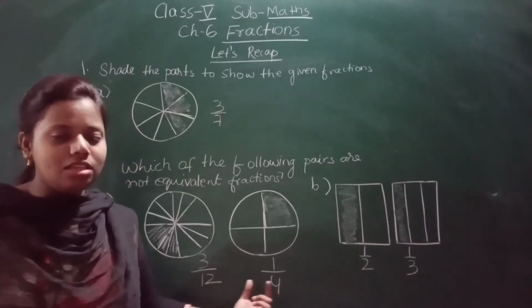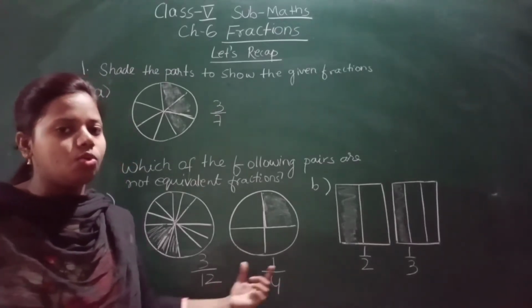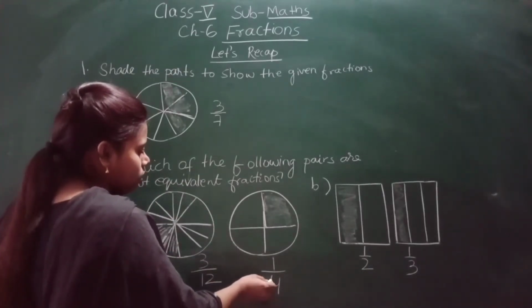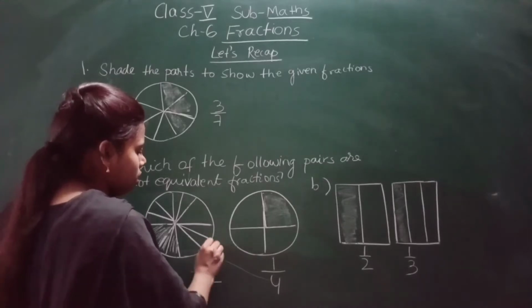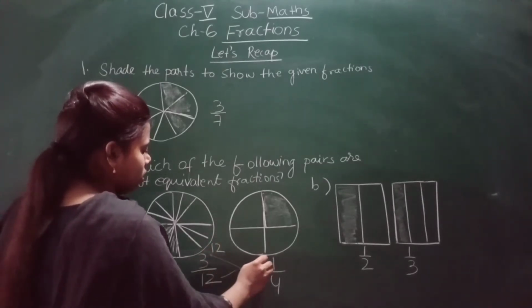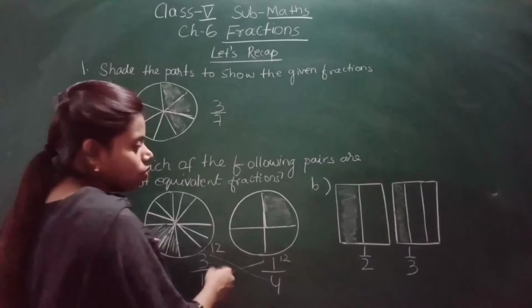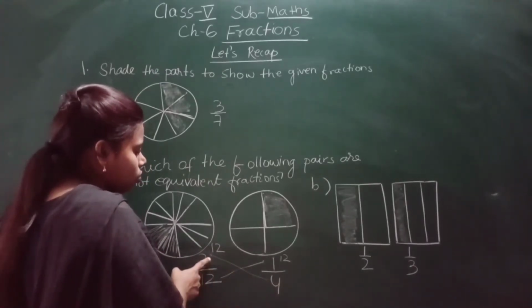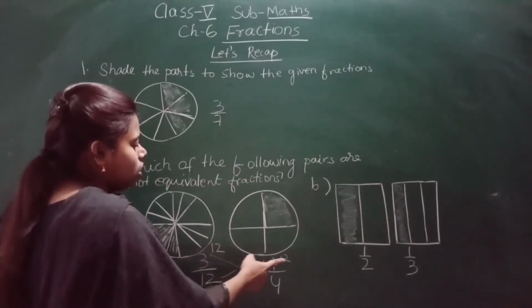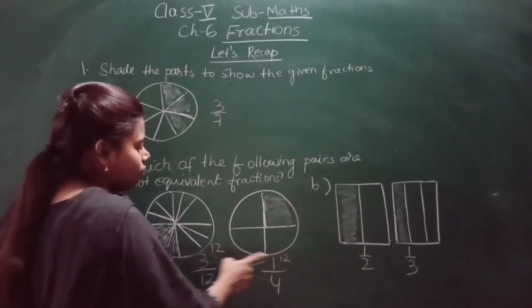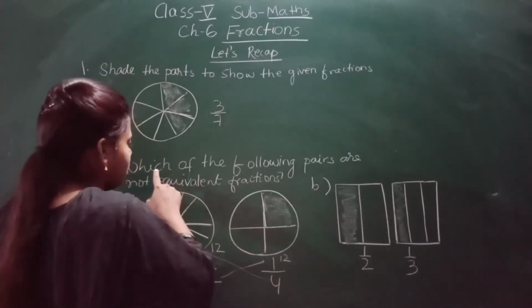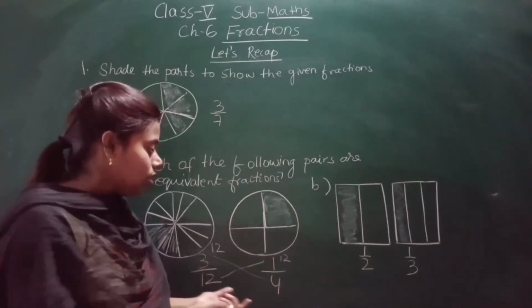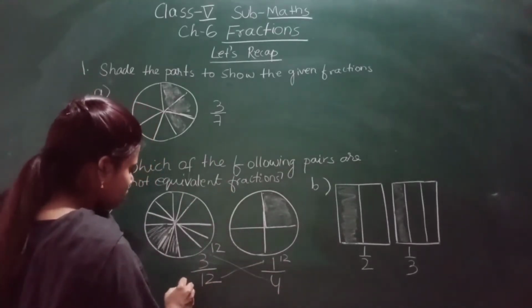But there is an easy technique to check whether they are equal or not. You do cross multiplication. 3 times 4 is 12. And 12 times 1 is 12. When you multiply 4 into 3, you get 12, and 12 times 1 is 12. Can you see that on both sides we got 12 after multiplying? That means they are equivalent. We have to take the pair which is not equivalent. This one is equivalent, so we write here: equivalent.